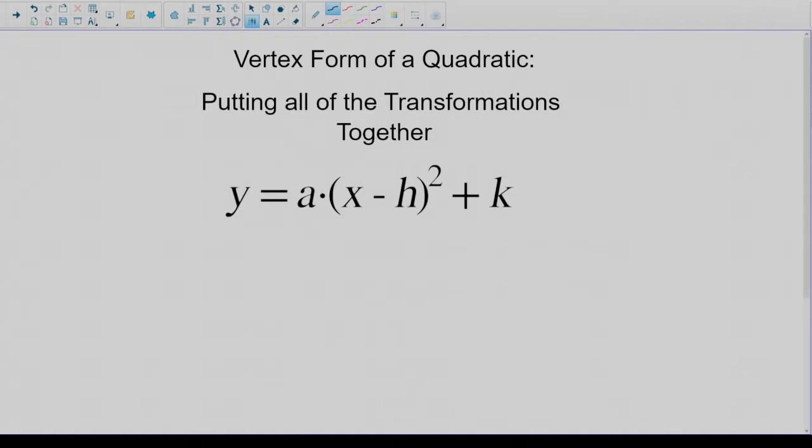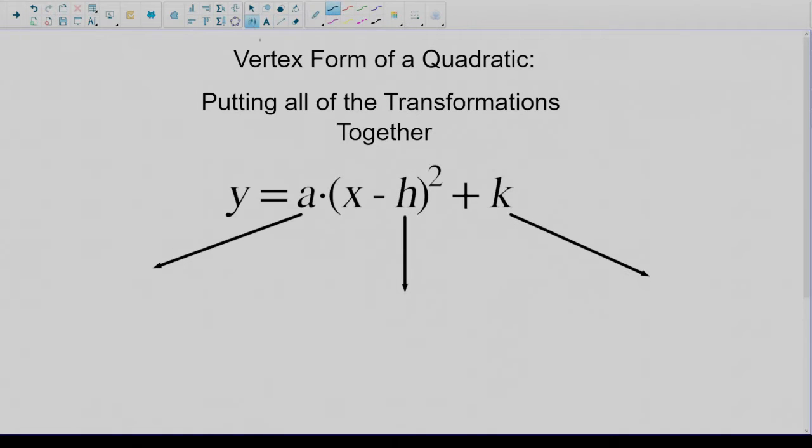Hello everyone. So today what we're going to do is put all of the transformations we've been seeing in the last few days all together and see what we can do with those. As a quick recap, I want to talk about each one of these transformation letters here and review what they do to the equation.